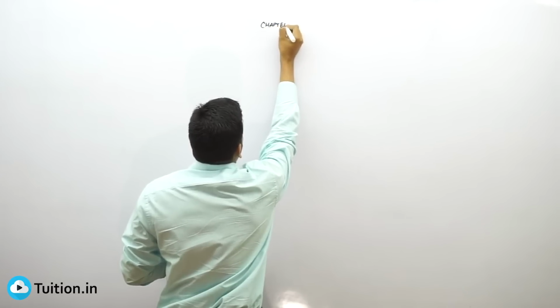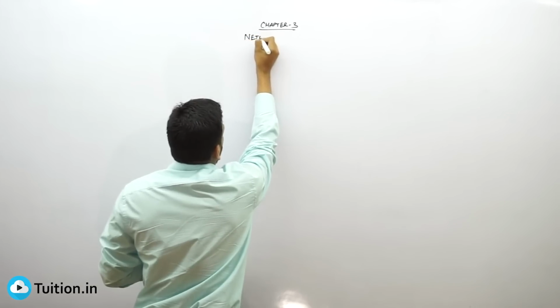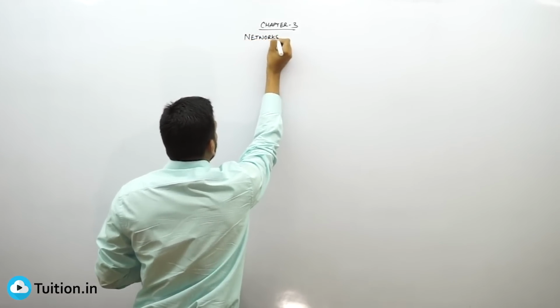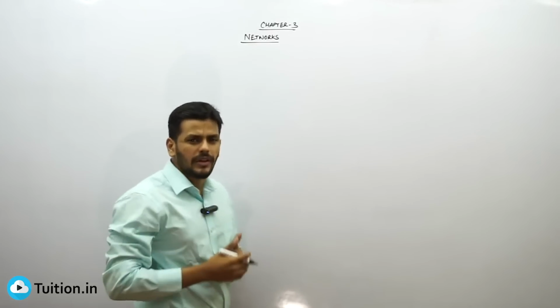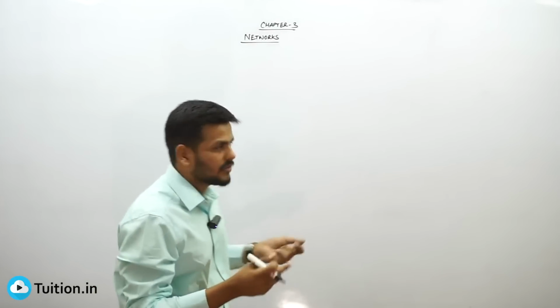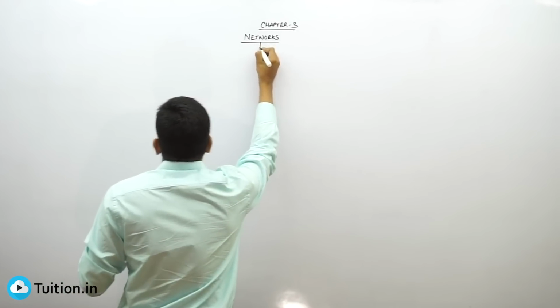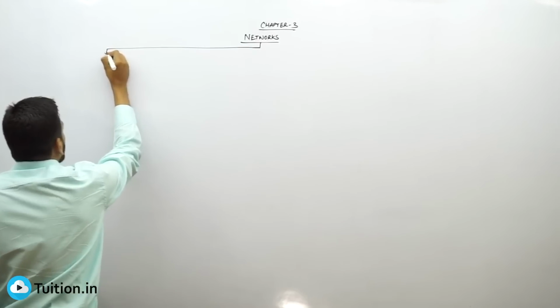Chapter number 3 talks about networks. Guys, let me tell you, this is one of the most scoring topics. Networks are very easy, very simple. Limited number of concepts, and of course most of them have appeared in the exam in the past, so that's going to make our stretch easier, right?